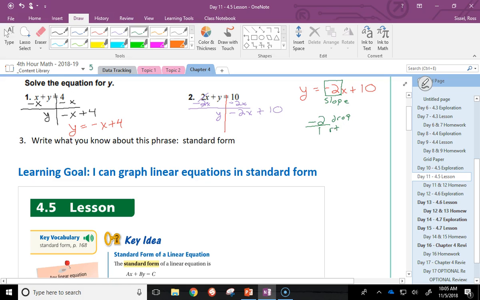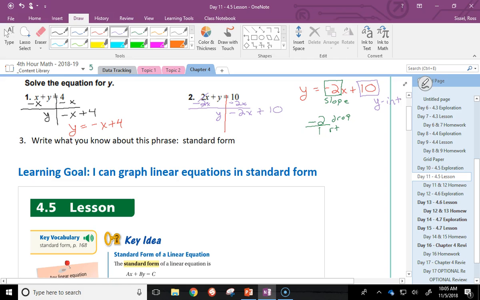Okay, so I can't graph that yet because go down 2 from where and go right from where. Do we know our y-intercept? What is my y-intercept? 10. And it's a positive 10. This is our y-intercept.